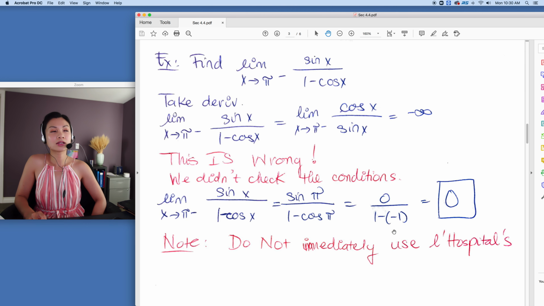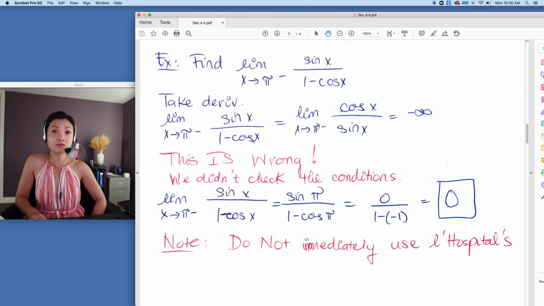Okay, let's take a look at this example right here. What I want is to take the limit as x goes to pi from the left of sine of x over 1 minus cosine of x. I take the derivative: the derivative of sine of x is cosine of x, and the derivative of the bottom is sine of x, right? Now, if you do it this way, you end up with negative infinity. However, there's a big error in here. We did not check the condition.